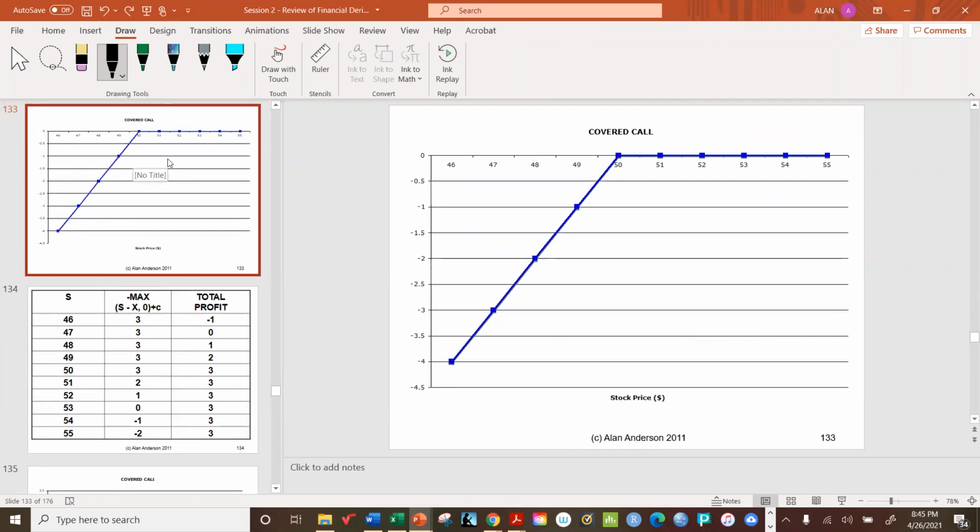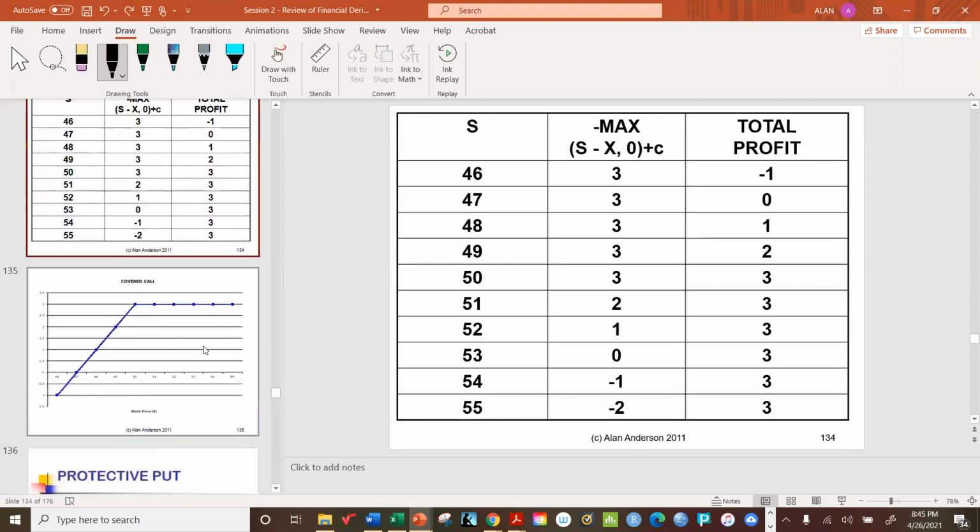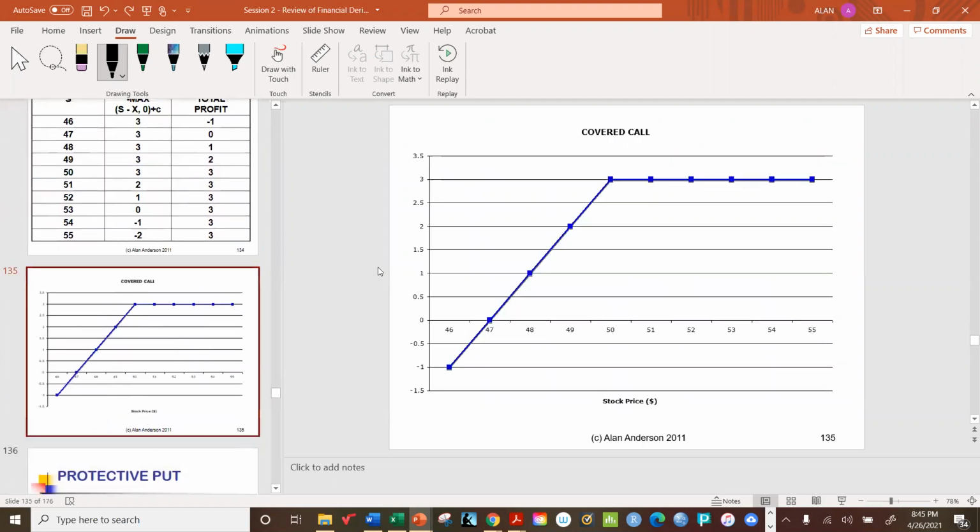And you can see we've given up all the upside potential above $50, the strike price. But we put $3 in our pockets too. So this is what it looks like now. If the price stays at 50 or above, we'll collect our $3. But once it starts falling, if the stock price falls, we'll end up losing money. And you can see we could go a long ways down.